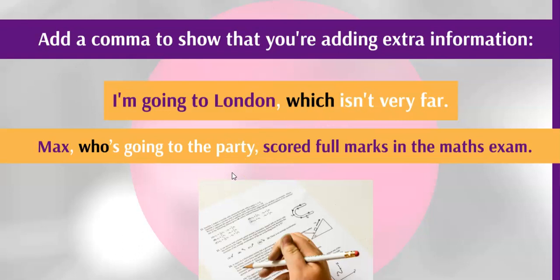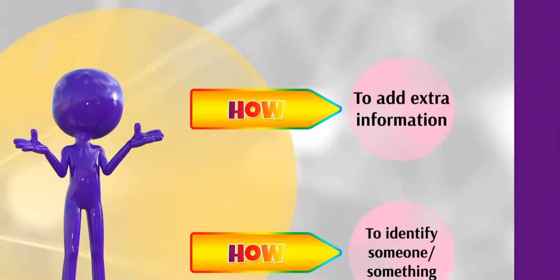Now let's read our second example. Max, comma, who's going to the party, comma, scored full marks in the maths exam. The main clause is Max scored full marks in the maths exam. This has been split and the relative clause has been dropped into it. The commas are like brackets. They show us that the relative clause is not very important. In fact, we could delete this and it wouldn't make much difference to the meaning of the sentence.